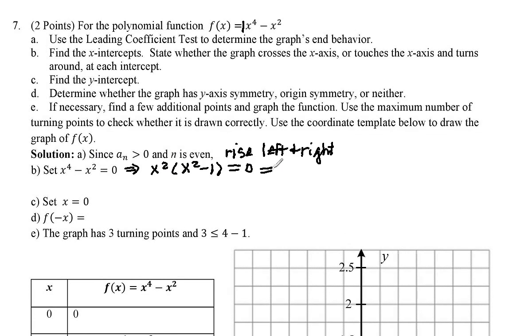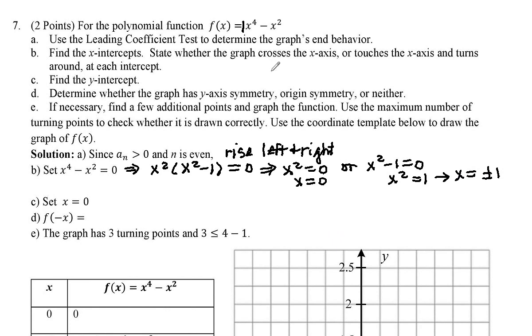So that means that since this product is 0, either that first part is 0, x squared equals 0, in which case x equals 0, or the second piece is equal to 0, x squared minus 1 equals 0, in which case bring the 1 over as a positive, x squared equals 1, take square roots on both sides, and that means x is equal to plus or minus 1. So those are places where it hits the axis.